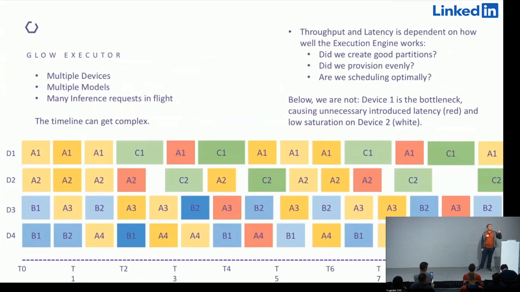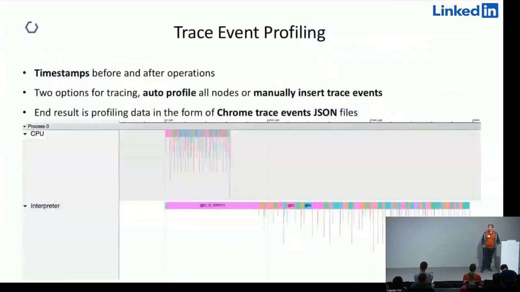You can see on device 1, A1 is blocking the kickoff of A2 on device 2 being in red. And so you can see on device 2, we have these gaps. That's performance we're losing because the device is not saturated.